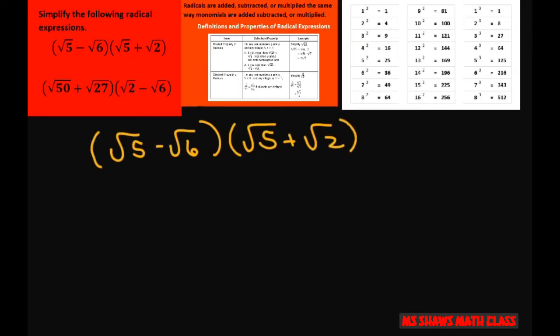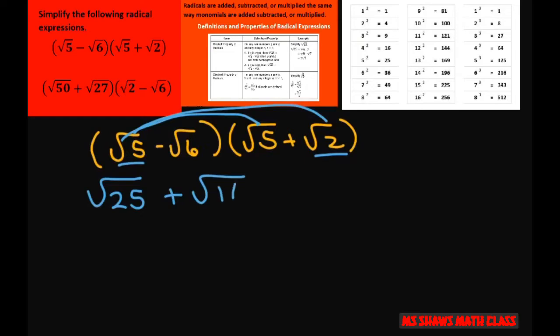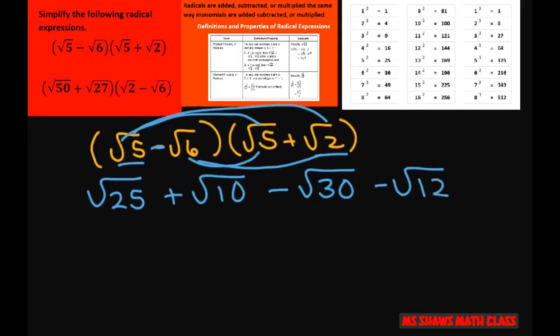And we're going to do first, so that's going to be square root of 5 times square root of 5, which is square root of 25. Outer, so that's going to be square root of 5 times square root of 2, which is square root of 10. Inner, that's going to be minus, you take this operator there, square root of 6 times square root of 5, which is square root of 30. And last, so the last is going to be minus square root of 12.